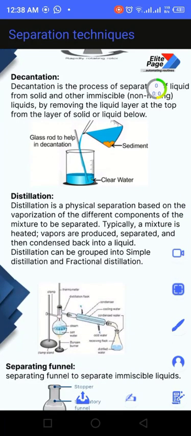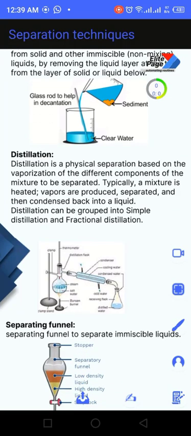So the next one is distillation. Distillation is a physical separation based on vaporization of different compounds of the mixture to be separated. Typically, a mixture is heated, vapors are produced, separated, and then condensed back into liquid. When you apply heat, the solute leaves the solution and forms gas. Then this is collected back using a Liebig condenser into a liquid medium.